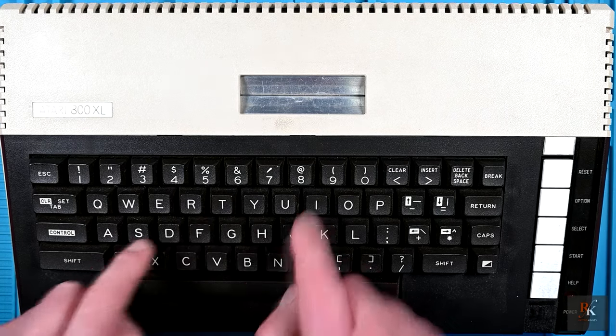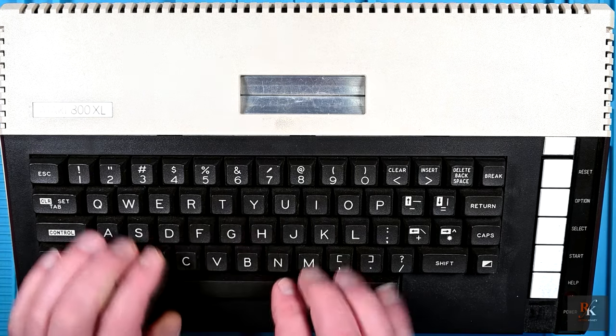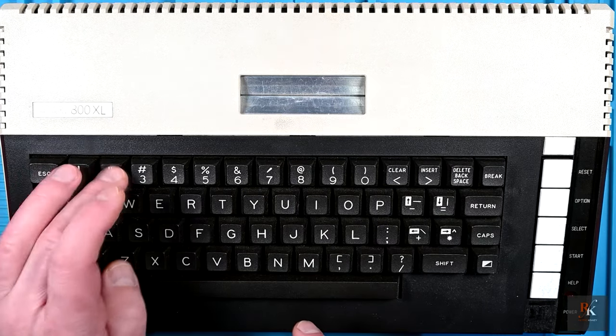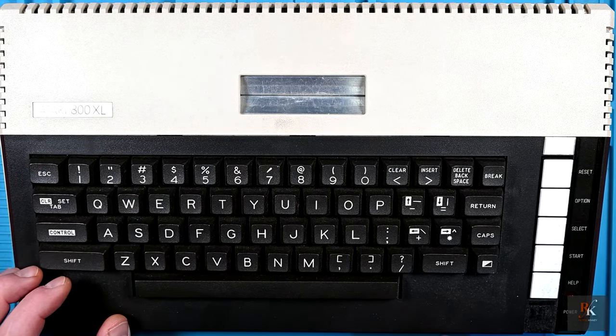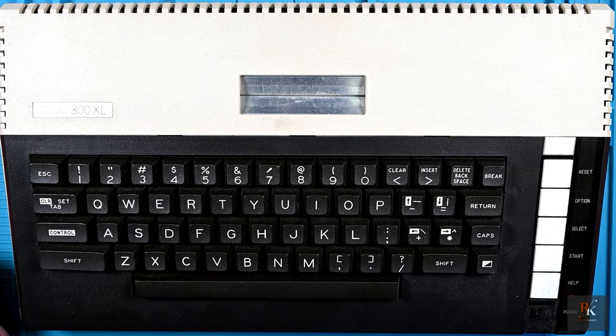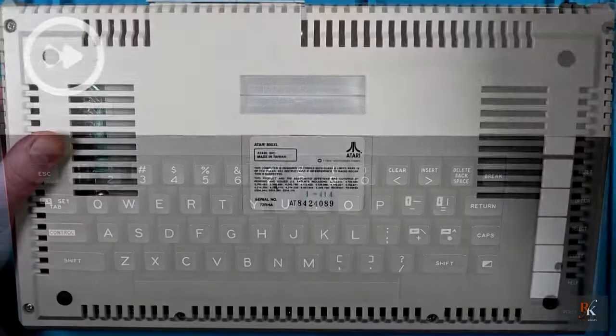Keyboard itself, it's actually quite nice. Not too bad at all. So let's crack this open and let's see what's inside.